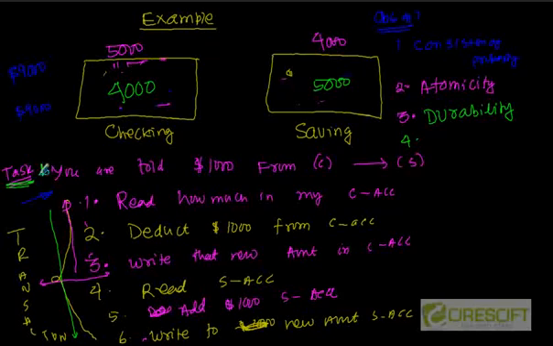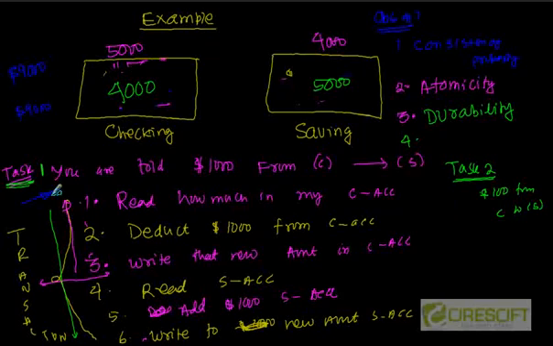Let's say this is task 1. Another person said to me that another task 2 is to deduct $100 from checking to saving. So this is task 1 and this is task 2, and task 1 and task 2 can be given at the same time. That means this is a transaction and this is another transaction. These transactions are running concurrently, and this is called a concurrent transaction.